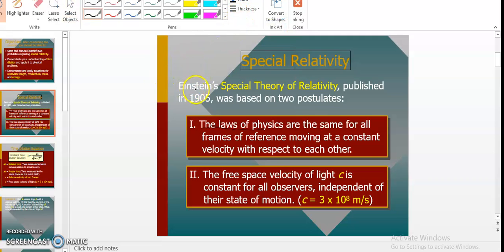There are two basic postulates by Einstein. The laws of physics are the same for all frames of reference moving at a constant velocity with respect to each other. And the second postulate is that the free space velocity of light, here we refer to simply the speed of light, is constant for all observers. It is represented by c, and this is constant. It is 3 times 10 power 8 meters per second.